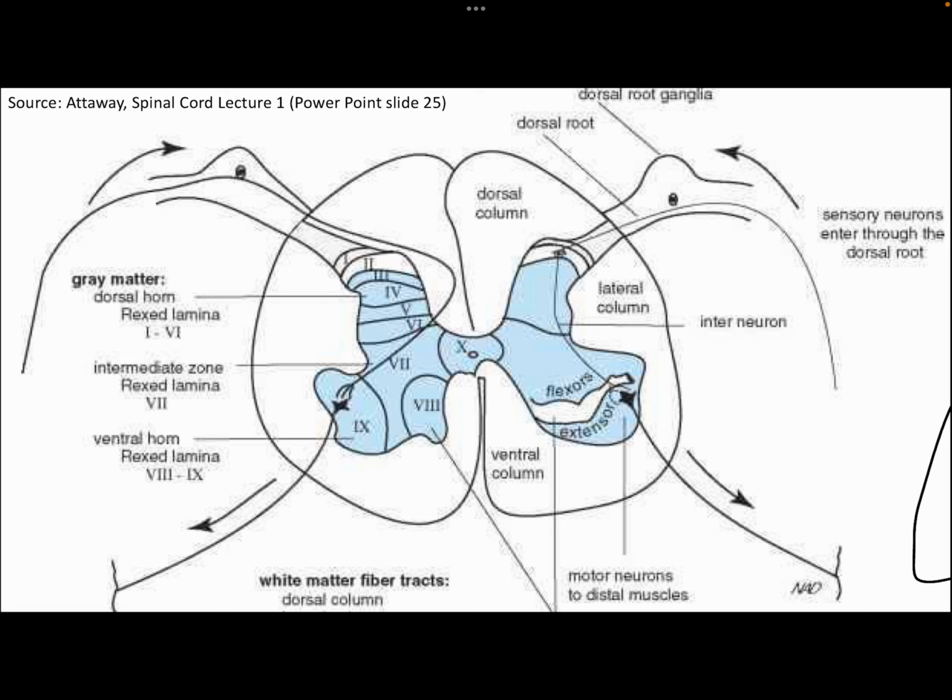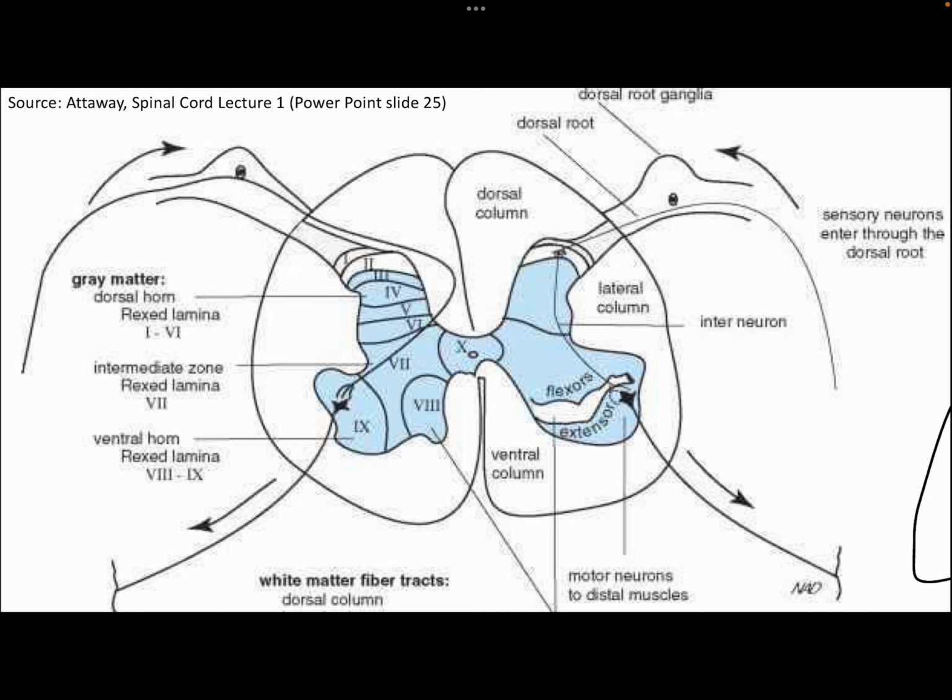Lamina 5 is going to relay sensory information, which would be nociceptive or pain signals, to the brain via the lateral spinothalamic tract, and receive descending information from the brain via corticospinal and rubrospinal tracts. And all of those tracts are going to be in the white matter.